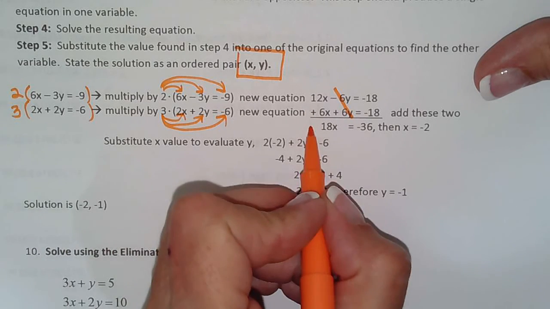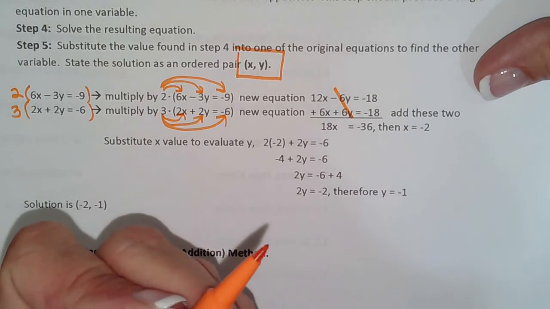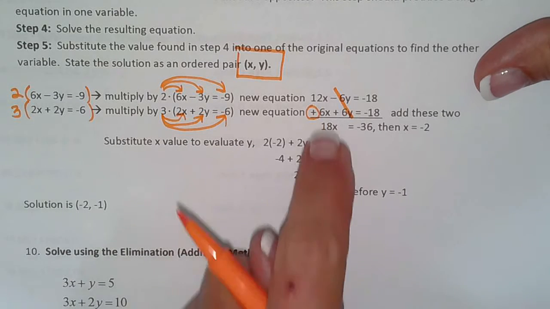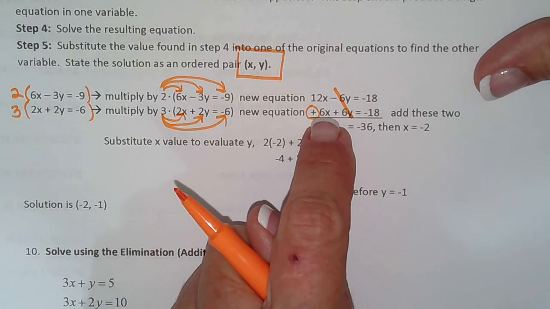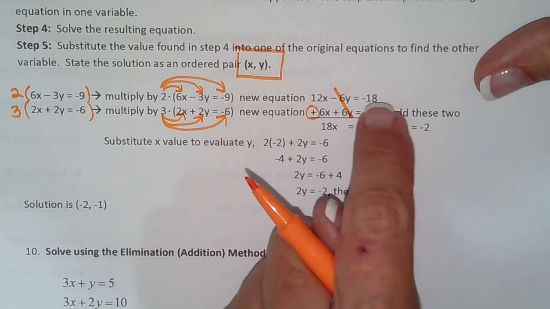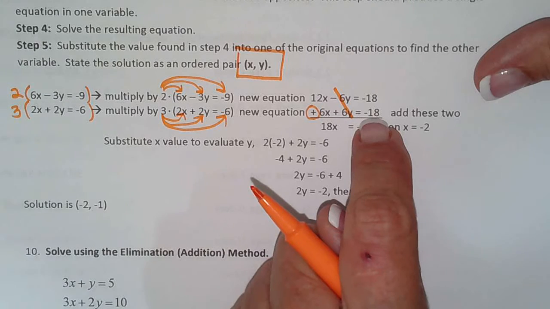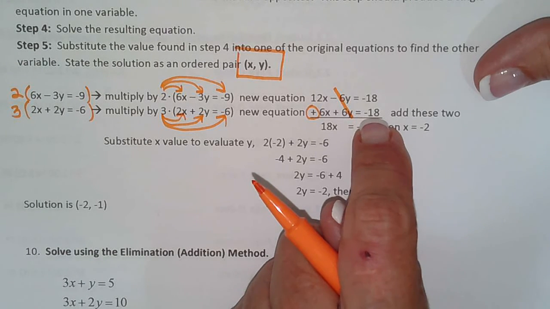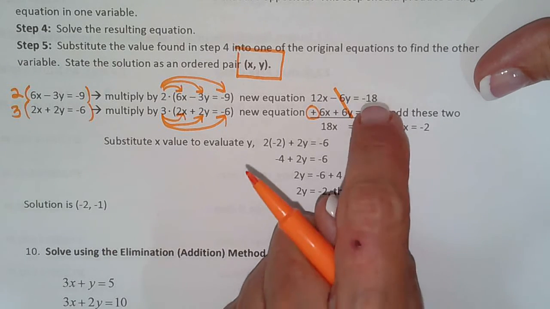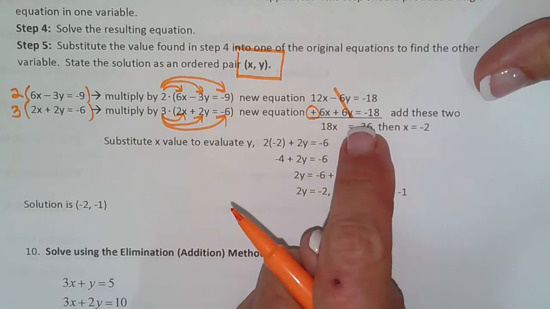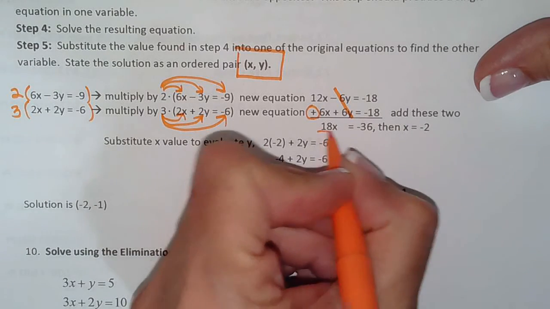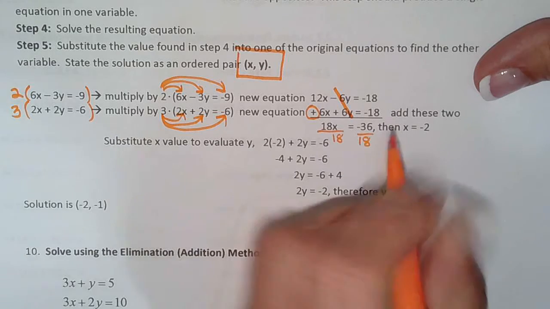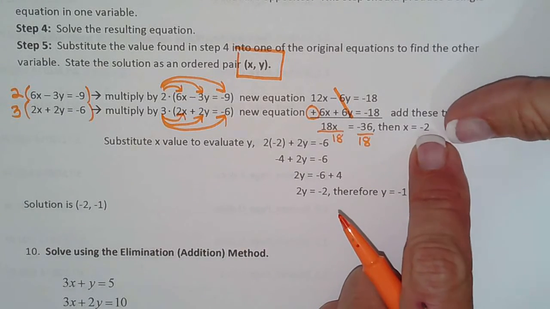And then we add, and that's why this method's also called addition method. We add the two equations. So 6x and 12x is 18x. -18 plus -18, those do not cancel. They are not opposite, so don't cancel them. When the signs are the same, we add and keep the sign. Then divide both sides by 18, and we get x equals -2.